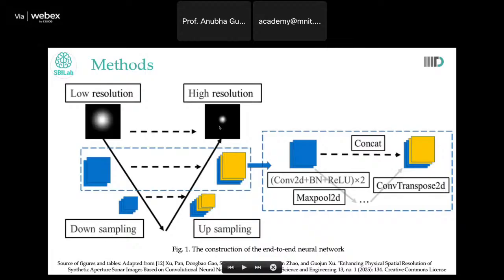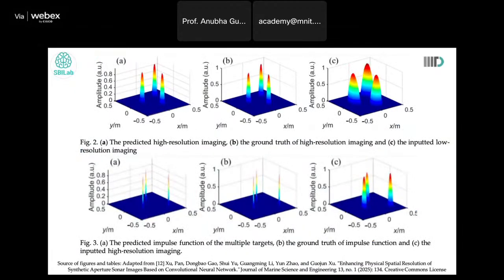So you have some data which is low resolution as well as high resolution. You train such that finally every low resolution input learns to create a high resolution output out of that. So let's look at the results.